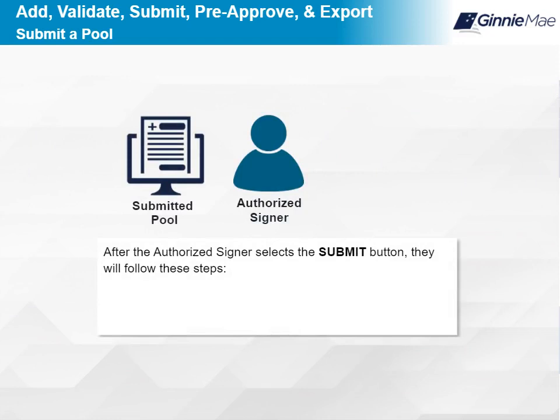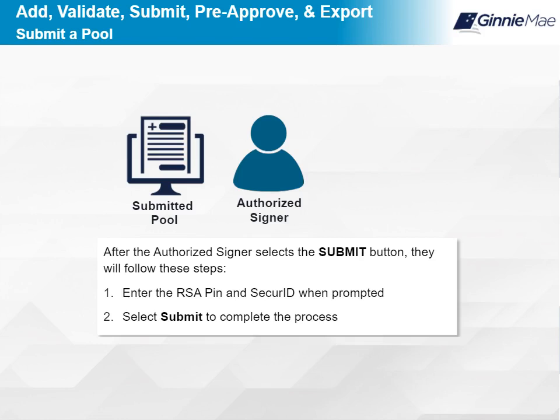After the authorized signer selects the Submit button, they will follow these steps. First, enter the RSA PIN and secure ID when prompted. Second, select Submit to complete the process. A message will display stating that the pool is being processed. The authorized signer will receive an inbox message confirming the result of the submission.